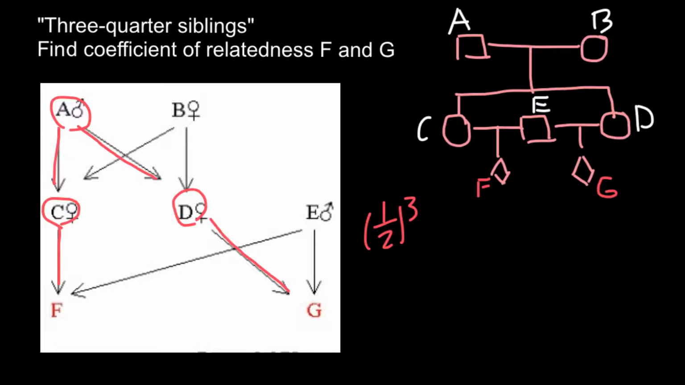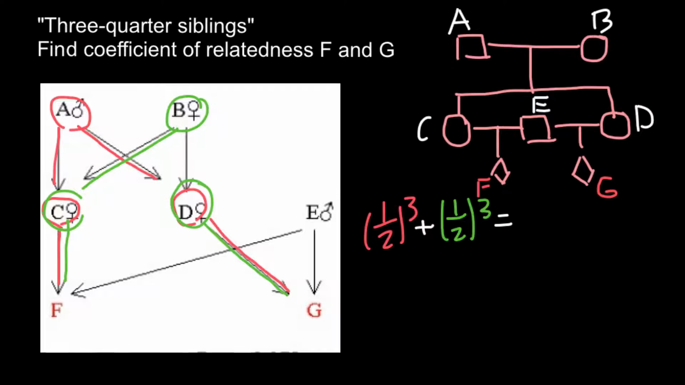And here we have another pathway. These are the connections, and once again we have 3 nodes here. So once again we have to add these two probabilities. 1/2 to the power of 3 is 1/8, plus 1/8 gives us 1/4, or 0.25 as a decimal number.